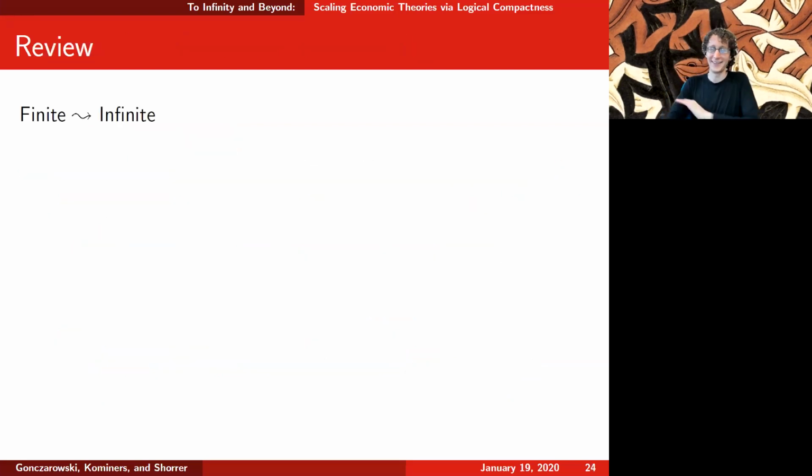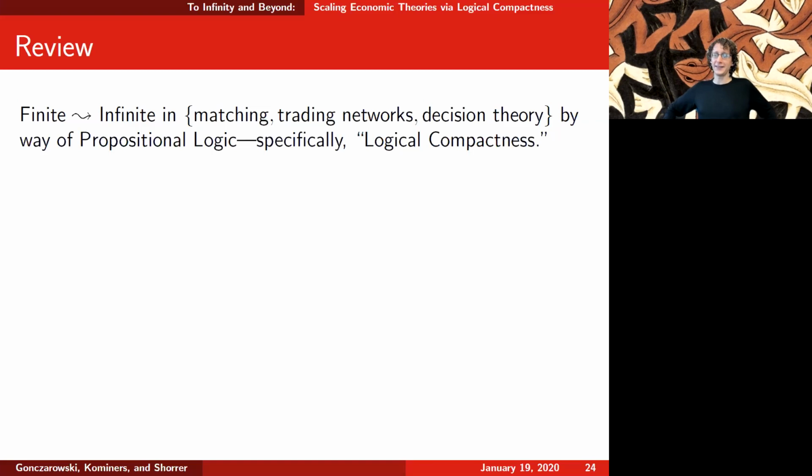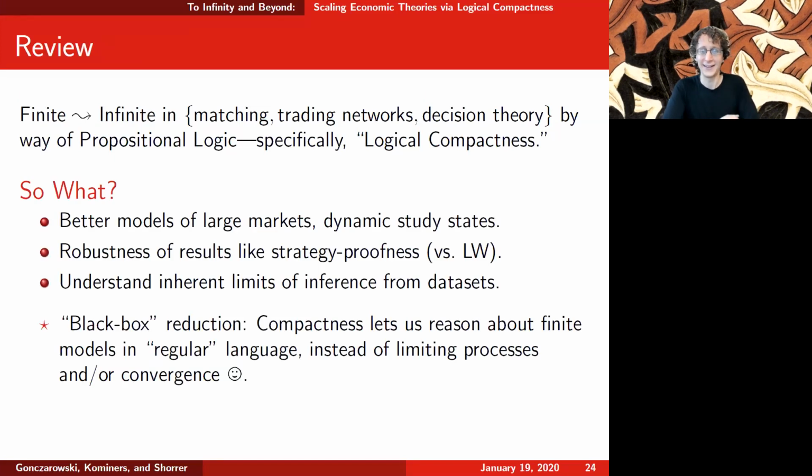So very quickly to wrap, probably 1 minute overtime. We have shown how to go from finite to infinite in matching, trading networks, and decision theory, all in a unified method by way of logical compactness. As I said, we think of this as giving us better models of large markets and dynamic steady states, and also exposing some surprising robustness to the results, like strategy-proofness in two-sided matching is somehow more robust than the lone wolf theorem that's typically used to prove it.